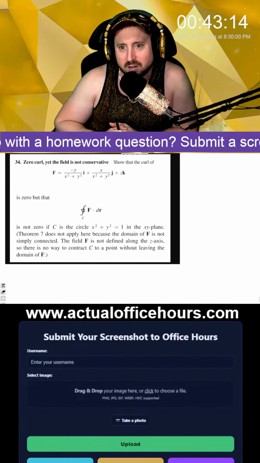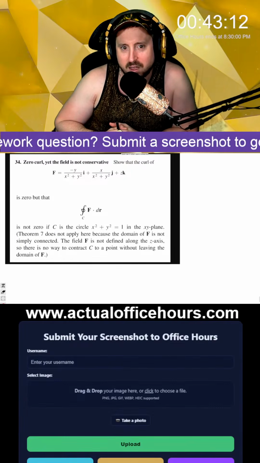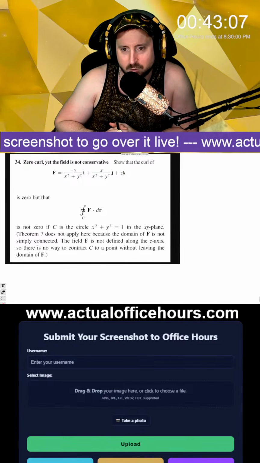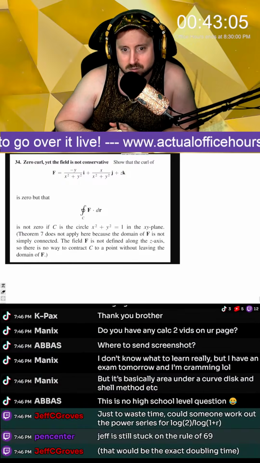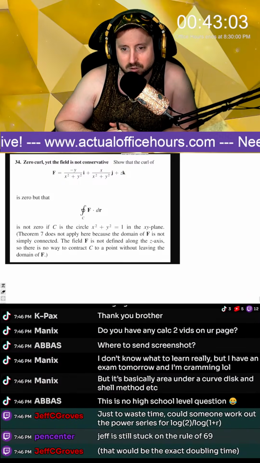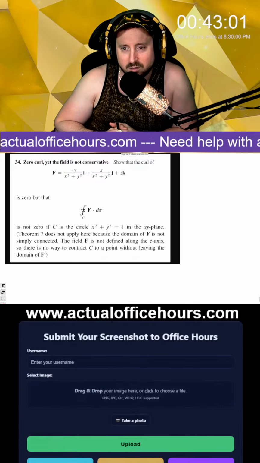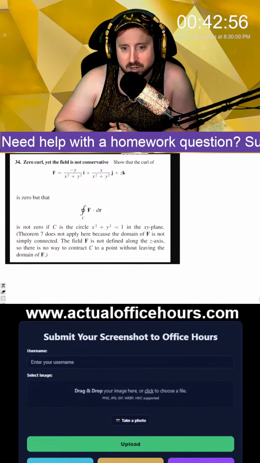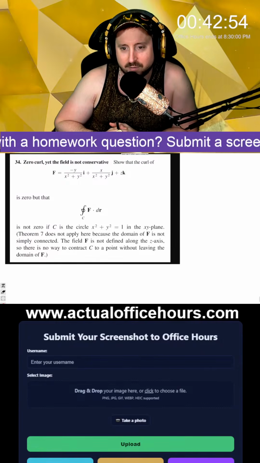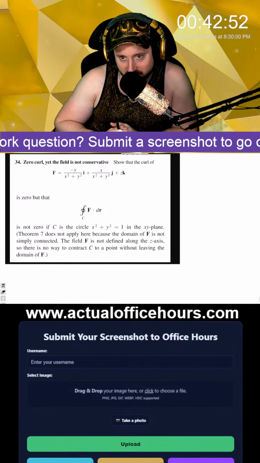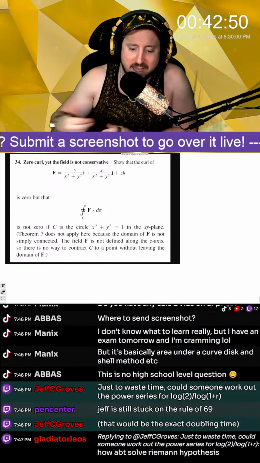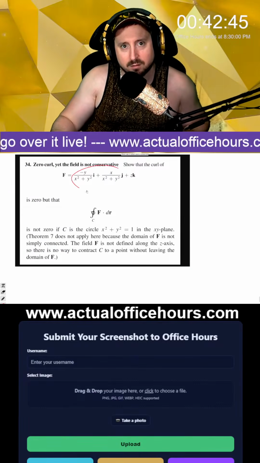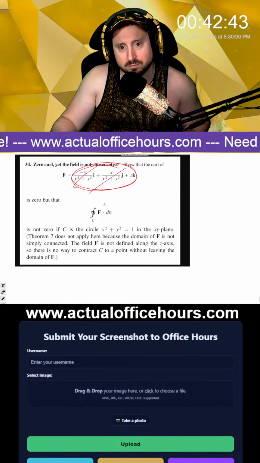Okay. Show that the curl of that is 0, but that the contour integral of F dot dr is not 0, if the contour is a circle in the xy plane. Theorem 7 does not apply here because the domain is not simply connected. The field F is not defined along the z-axis. Right, because if x and y are equal to 0 here, yeah. This screws up.